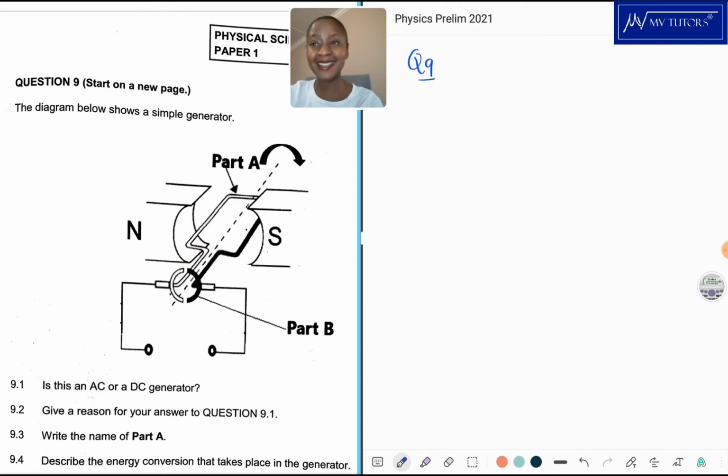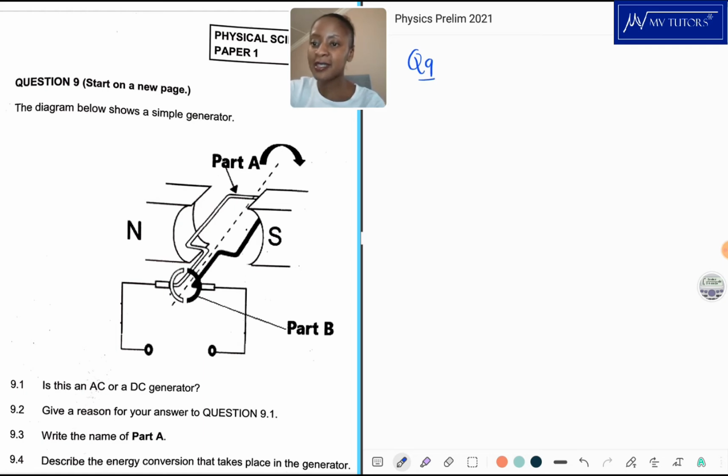Spread the news, guys. Alright, so the diagram below shows a simple generator. Remember, a generator is where you take mechanical energy and produce electrical energy. We should know that in South Africa, since there's a lot of load shedding going on. Alright, so we have part A here, which would be your coil or your loop, and then we have part B.